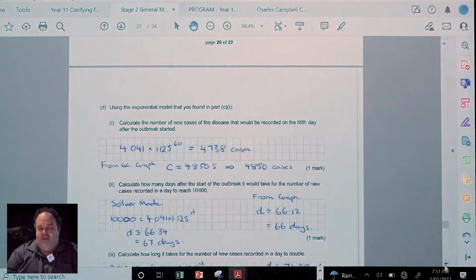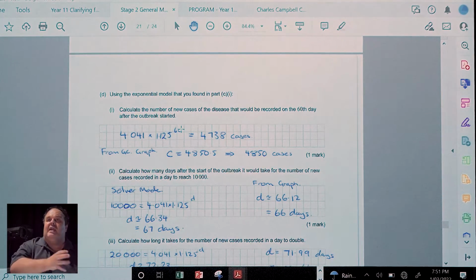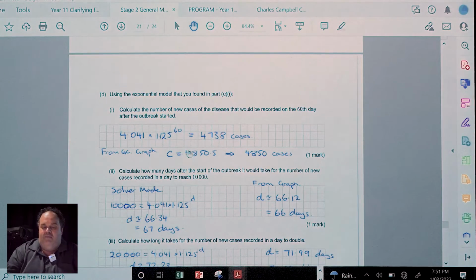And part D is where our numbers start to blow out. If I use the formula that I used, we got 4,738. If the students used a different 4.0 times 1.1 to the power of 6, they're going to get a different value. That answer is going to be accepted because it's followed through with their calculation. From the graphics calculator, you're getting 4,850. It's a 1 mark question.